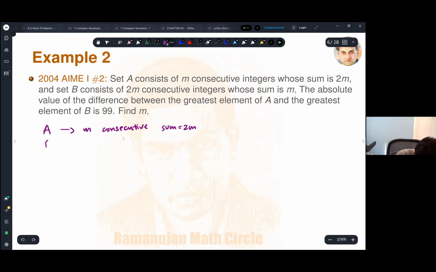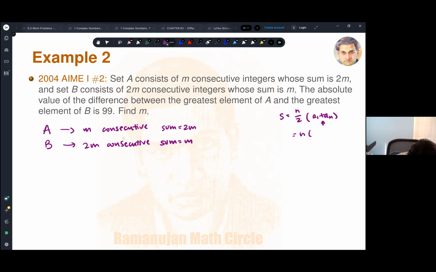And then B is a set where we have 2m consecutive numbers and the sum is equal to m. So remember that one thing we were talking about is that we can write the sum as n over 2 times the sum of the first and the last term. But this is also basically equivalent to saying that it's like the middle term almost.